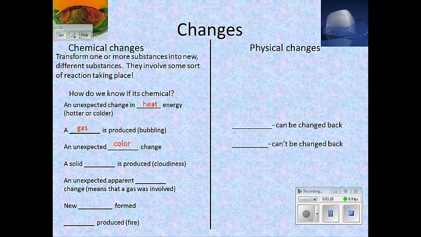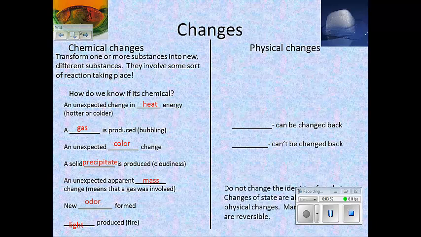You can have a color change. A solid precipitate is produced, or a cloudiness. Then you have a mass change. And then anything that makes a new odor or anything that produces fire, that's the flammability, explosion stuff going on there. So any of these things that happen that are in red, that's how you know it's a chemical change.